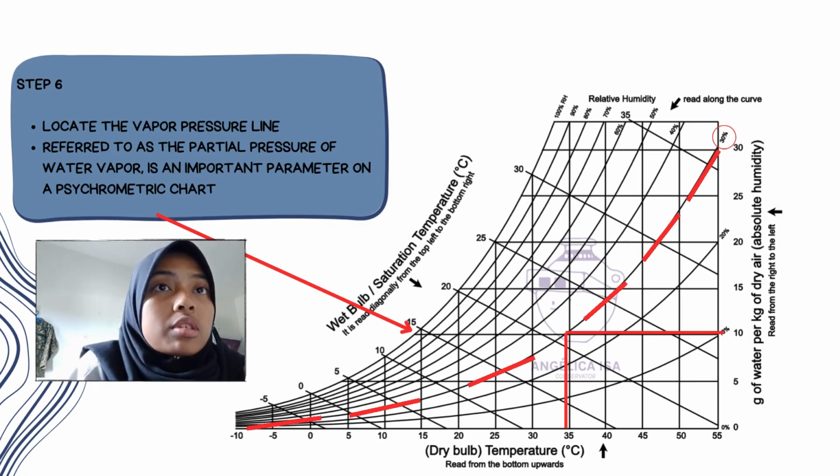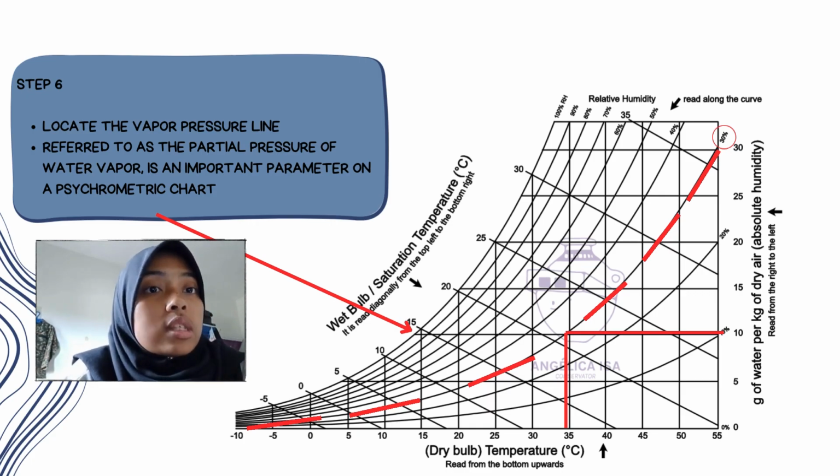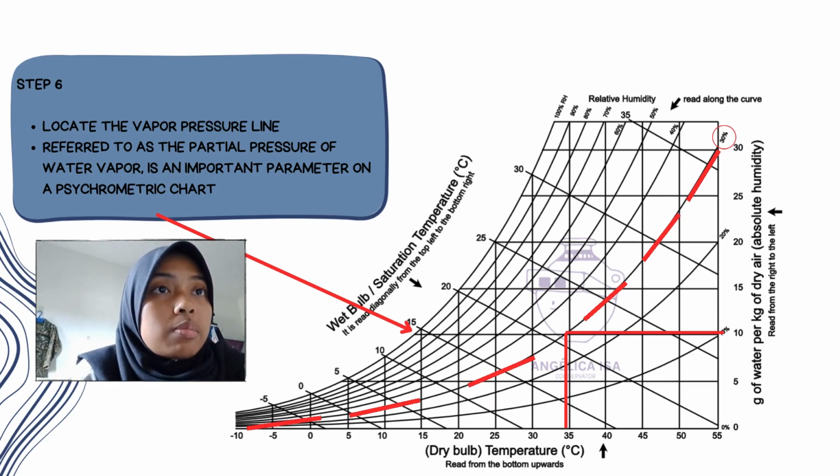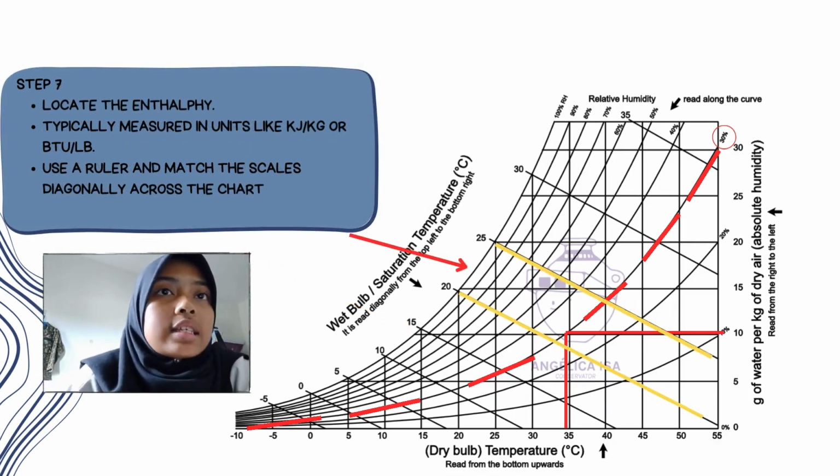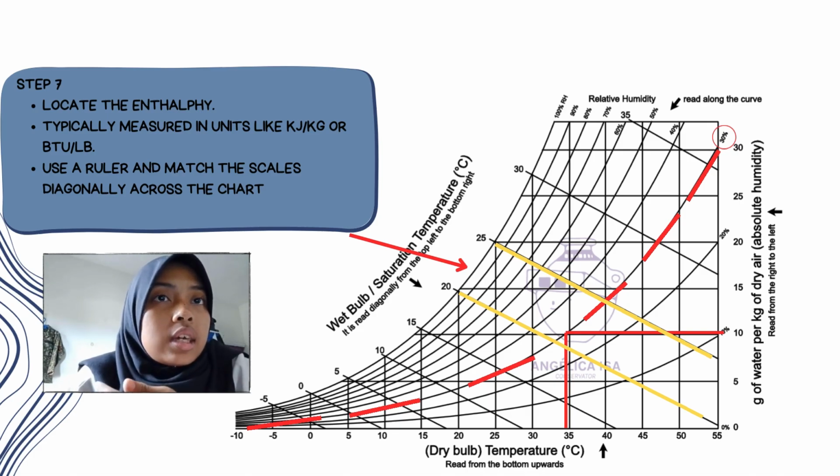Next, for step 6, we need to locate the vapor pressure line, which is referred to as the partial pressure of water vapor. It is an important parameter on a psychrometric chart, as you can see here. For step 7, we need to locate the enthalpy, typically measured in units like kilojoules per kg or BTU per lb, or use a ruler and match the scales diagonally across the chart.